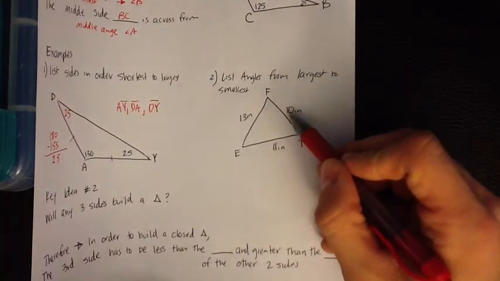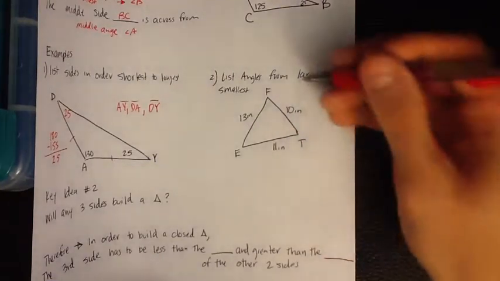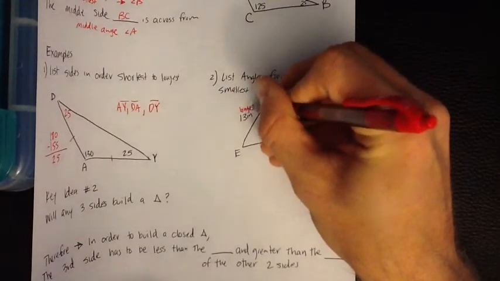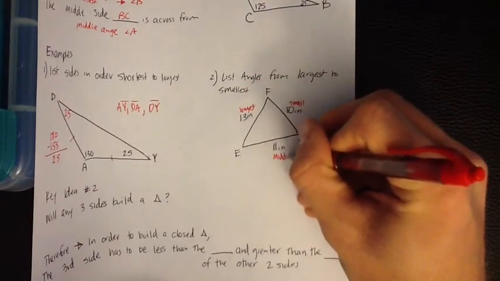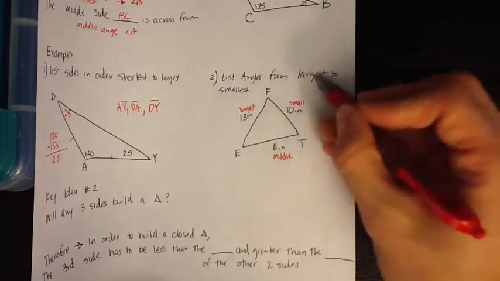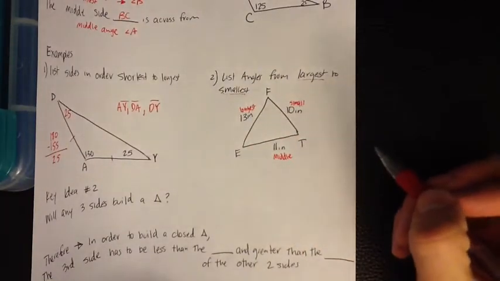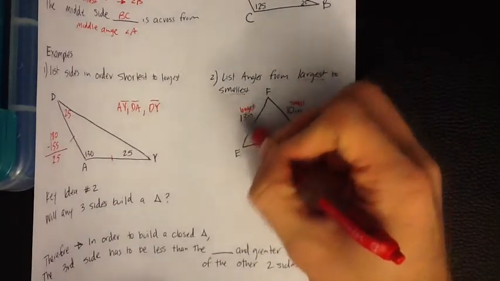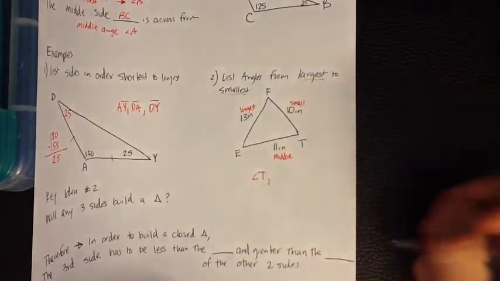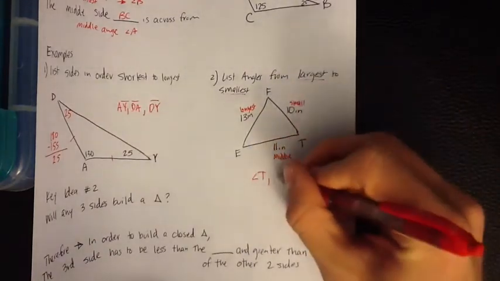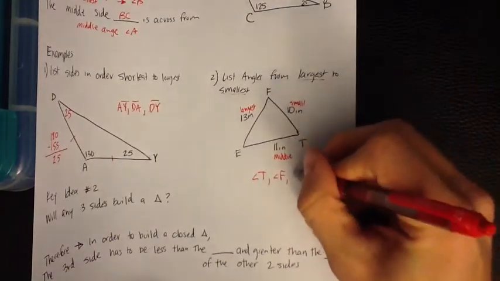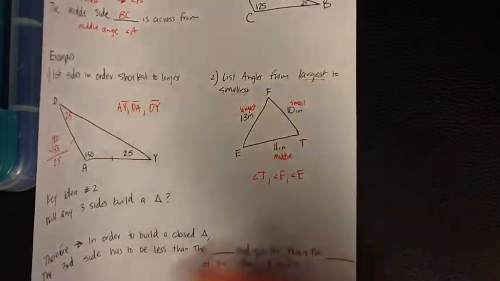So we know that this is the smallest side, 10. This is the longest side. And this is the middle side. So if this is the smallest side, angle, or I'm sorry, it wants us to do large to smallest. Make sure you pay attention to the instructions. The longest side is here, so the biggest angle has got to be angle T. And then the middle one has got to be across from here, which is going to be angle F. And then across from the smallest side has got to be the smallest angle.